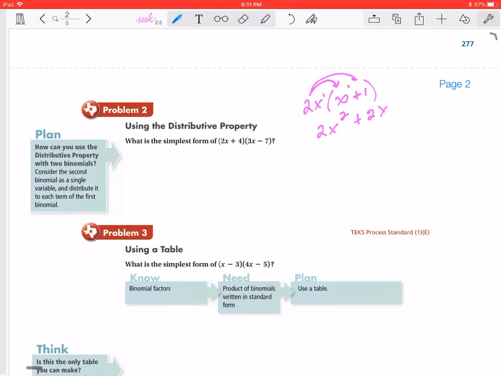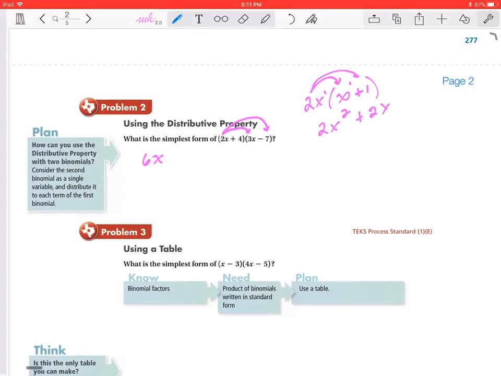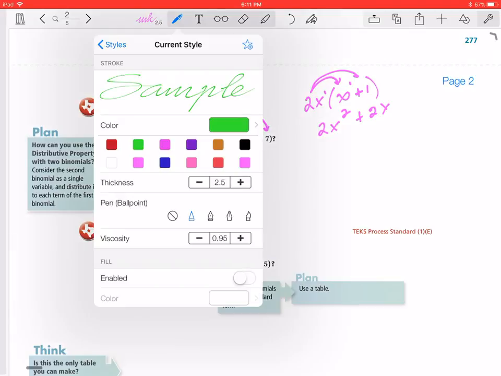Well, we're going to do the same thing here. We're going to distribute. So I'm going to take 2x times 3x, and then I'm going to take 2x times 7x. So that's going to give us 6x squared. 2x times 7x gives us negative 14x.